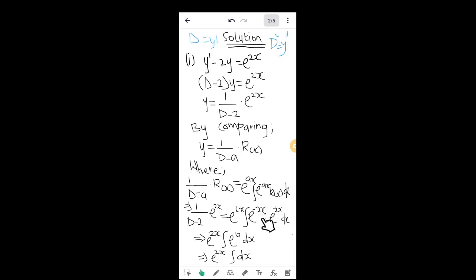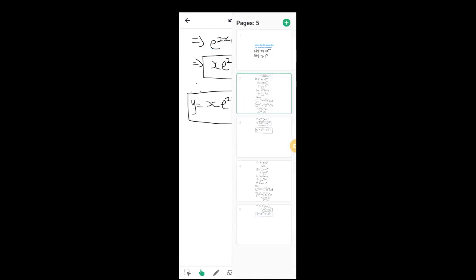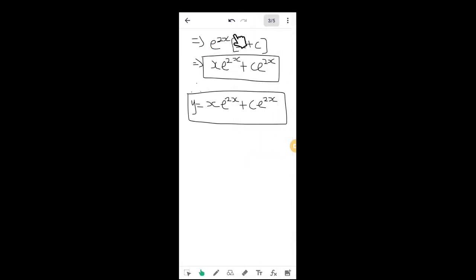Simplifying, e exponent minus 2x multiplying e exponent 2x, the exponents are going to add up. So you are going to get e exponent 0, and e exponent 0 is 1, dx. When you integrate, you are going to get x plus c. So you get e exponent 2x multiplying x plus c. Then we multiply through by e exponent 2x and get x e exponent 2x plus c e exponent 2x. So now my general solution becomes y equals x e exponent 2x plus c e exponent 2x. So this is the answer.